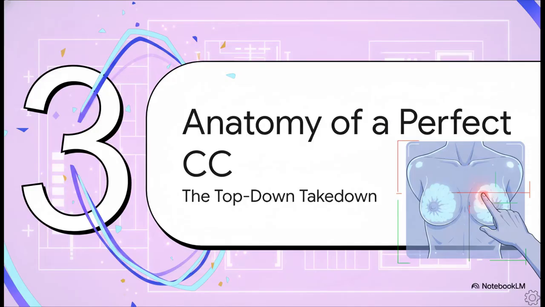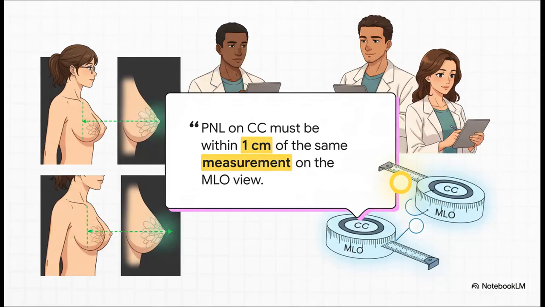All right, time to switch gears and look at our second standard view, the CC. That top-down shot has its own very specific set of rules for what makes it perfect. So for this one, the make-or-break quality check is a measurement called the Posterior Nipple Line, or PNL. It's basically a line drawn from the nipple straight back to the muscle on the image. Radiologists measure this on both the MLO and the CC views, and here's the rule. The measurement on the CC view has to be within 1 centimeter of the MLO view. It's a brilliant way to double-check that they've gotten enough tissue from front to back.